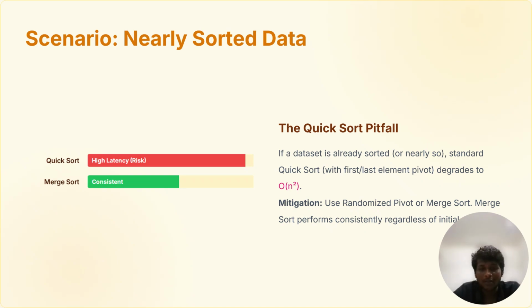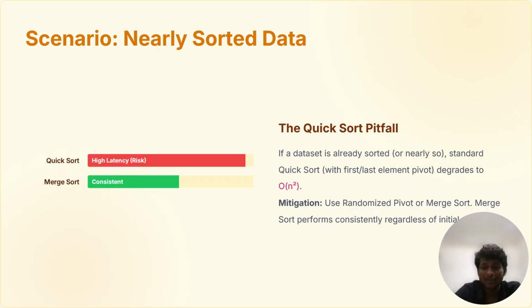And we shall talk about the merge sort advantages. Merge sort does not depend on the arrangement of data. Performance stays consistent, always giving O(n log n) time complexity. And coming to the performance view of both algorithms: quicksort has high latency and is unpredictable, whereas merge sort is stable and dependable.